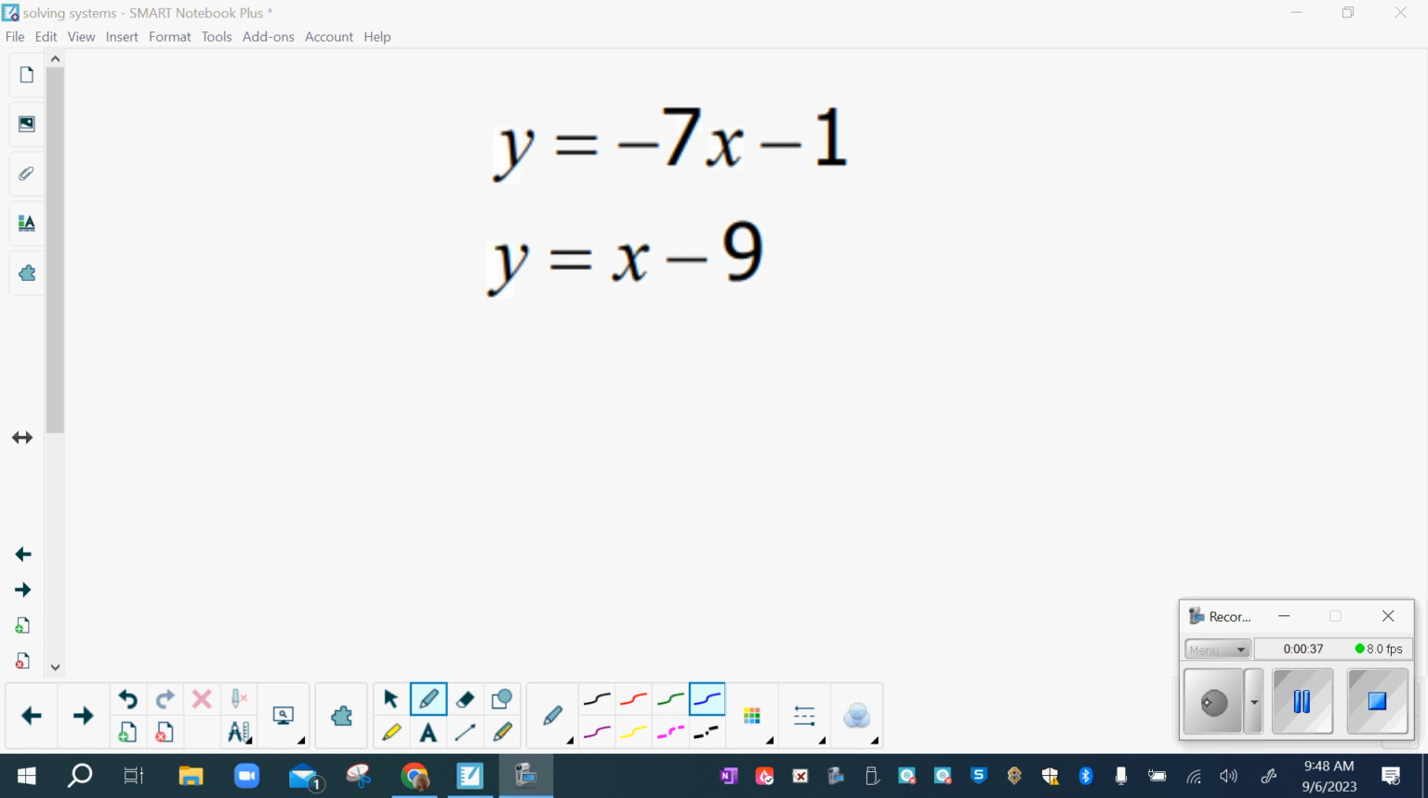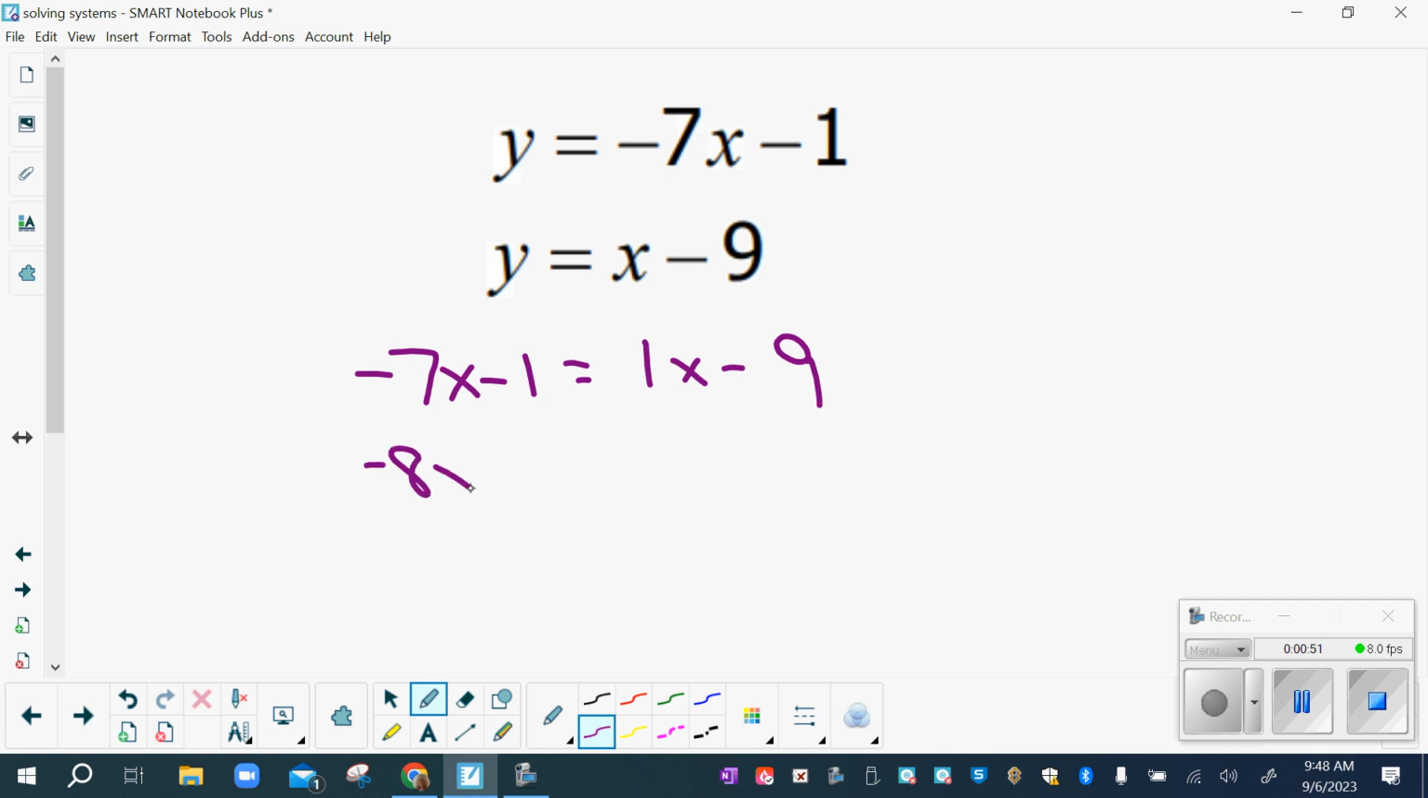You ready to do this? Negative 7x minus 1 equals 1x minus 9. I am going to move the 1 over, so I'm going to get negative 8x minus 1 equals negative 9, and then negative 8x equals negative 8. Watch those negatives. X equals 1.